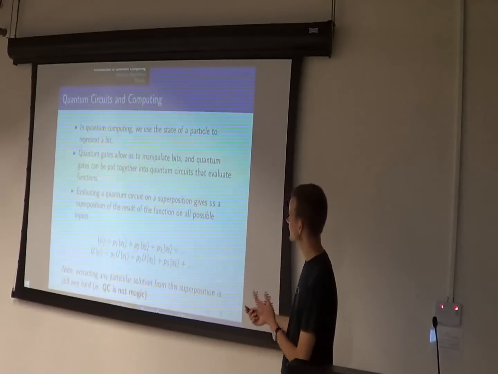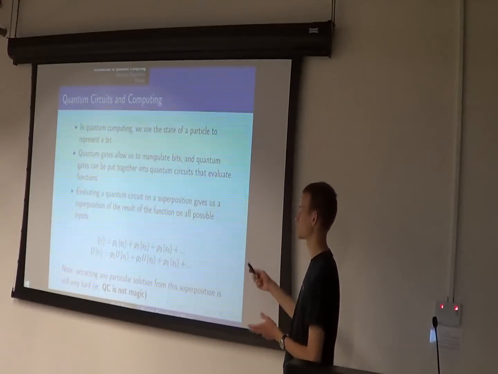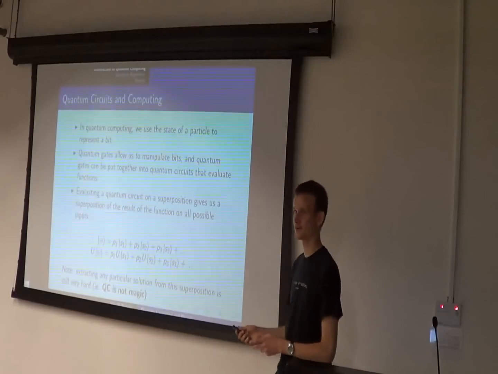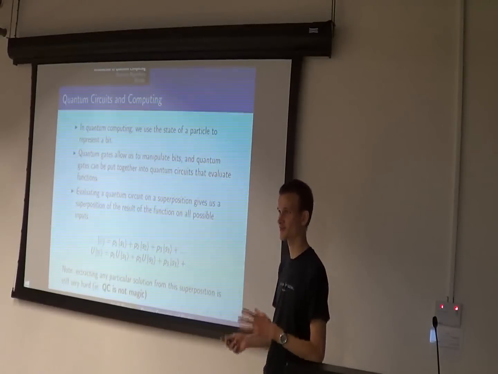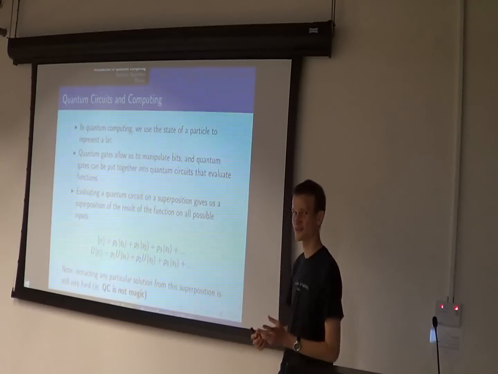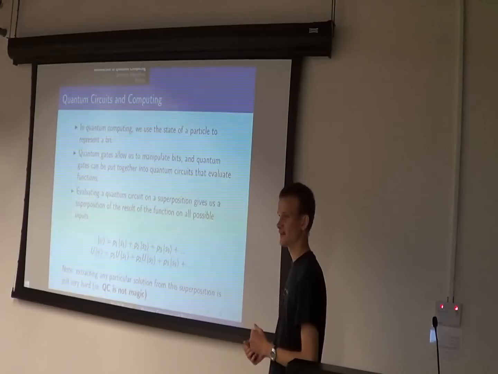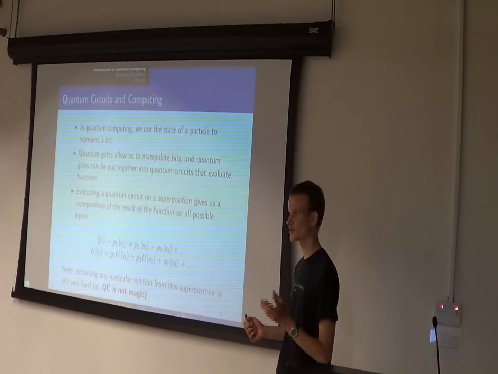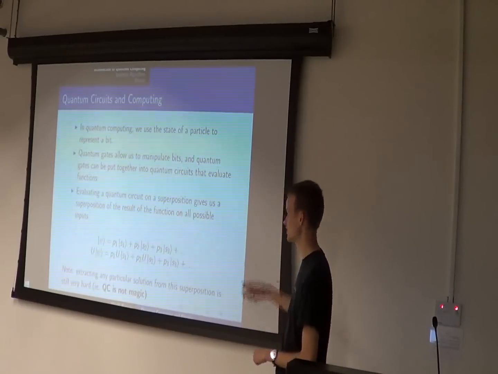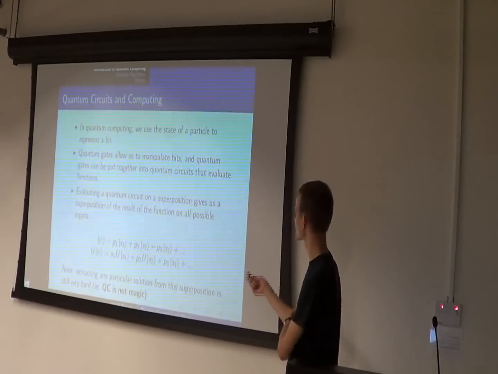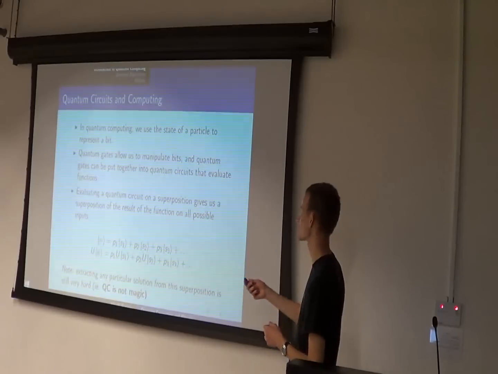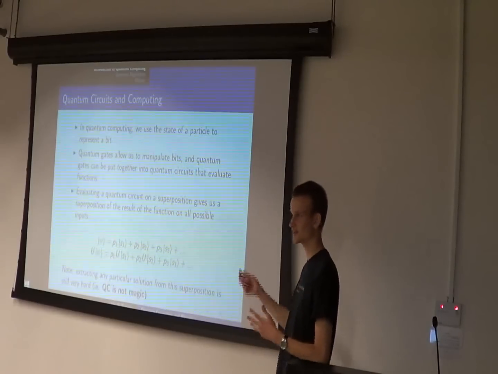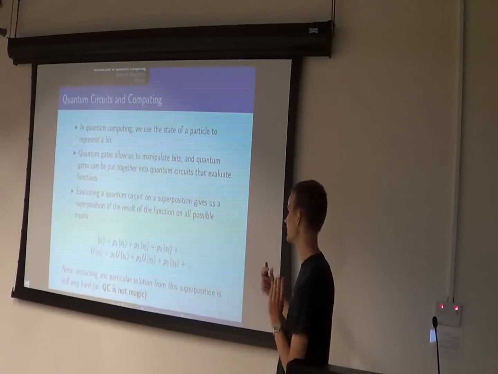So next you can have quantum gates. Now you might know there are electric circuits in computers. Electric circuits in computers are made up of gates. So if you've taken logic, you might know about AND gates, OR gates, NOT gates, XOR gates. Quantum computing has gates too. So quantum gates let us manipulate bits, and you can put quantum gates together into quantum circuits. So a circuit takes an input and it gives you an output.